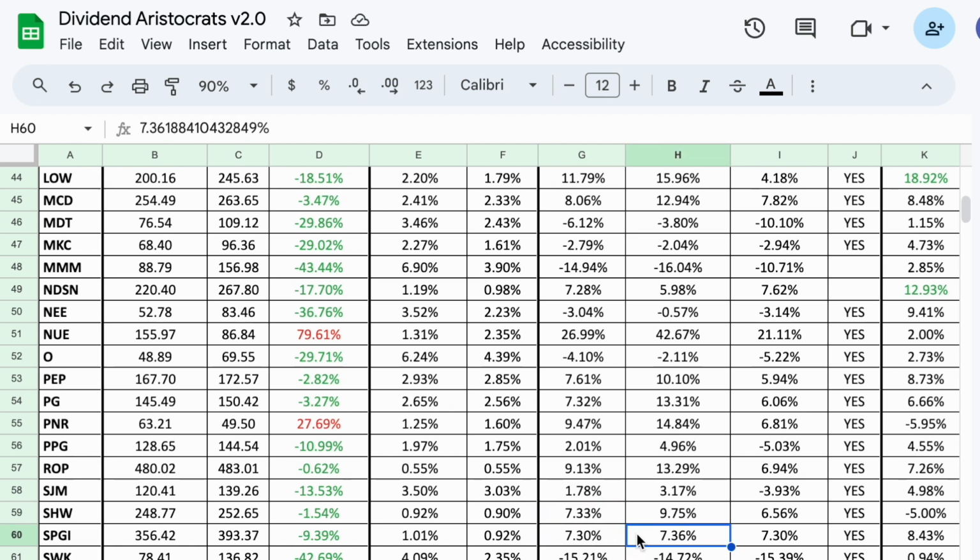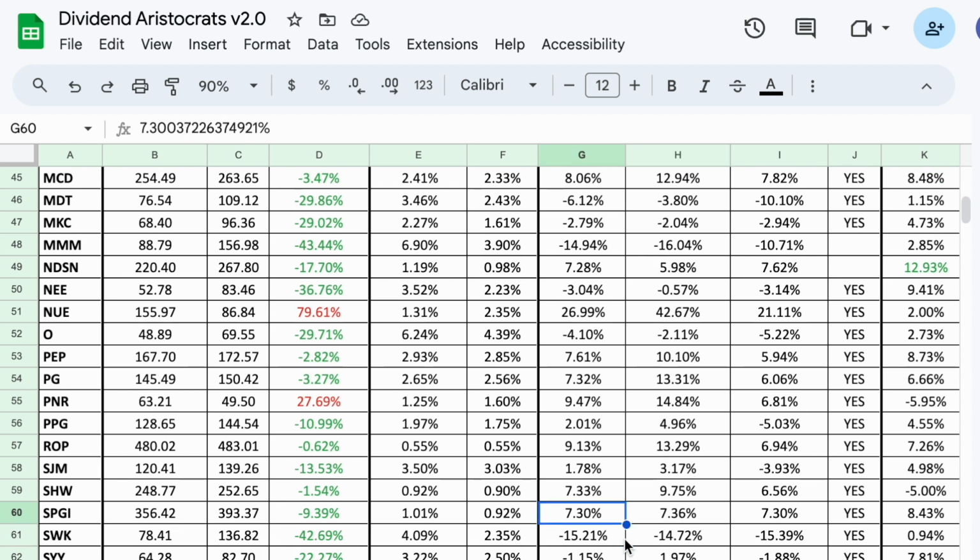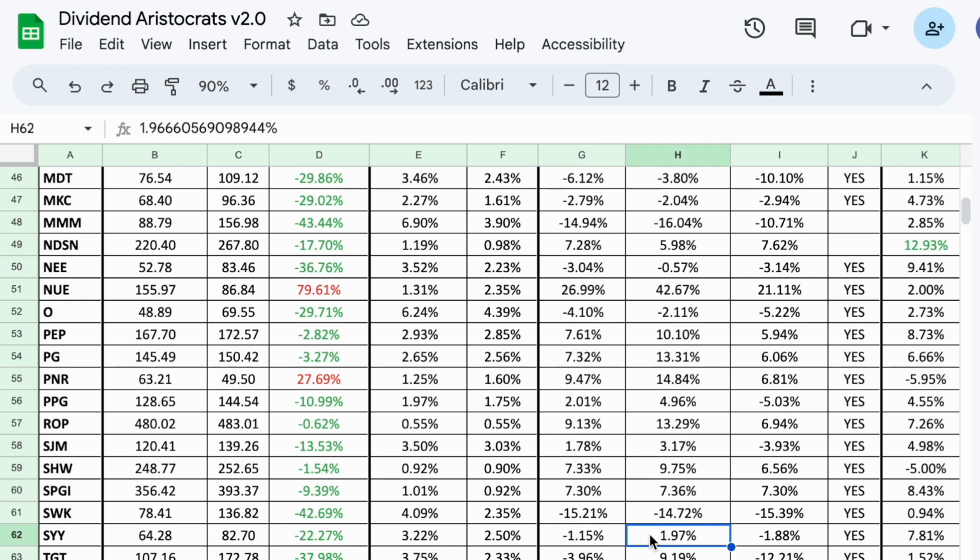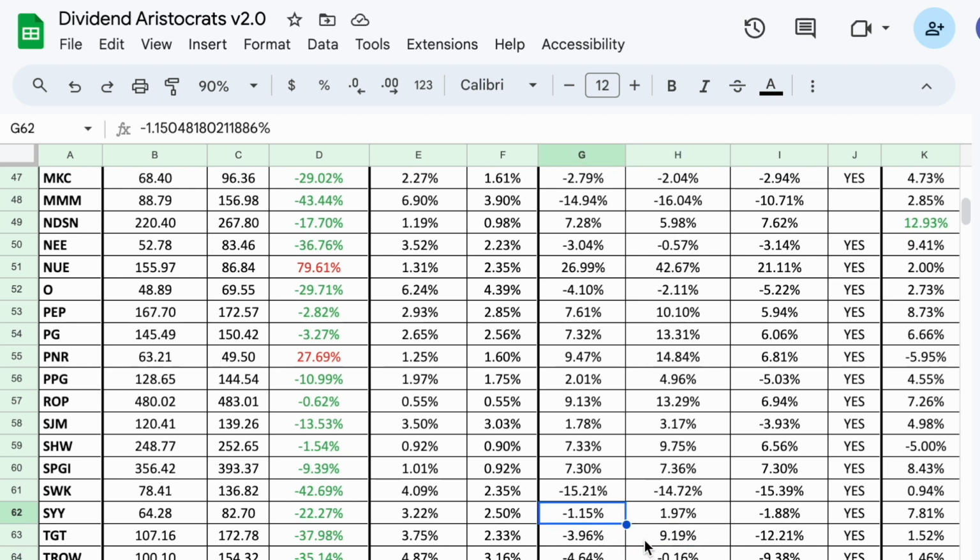S&P Global passes the test with a very small margin, with a return of 7.36% while undervalued, compared to 7.3% overall. Stanley Black & Decker passes the test with a return of minus 14.72% while undervalued, compared to minus 15.21% overall. Cisco passes the test with a return of 1.97% while undervalued, compared to minus 1.15% overall.